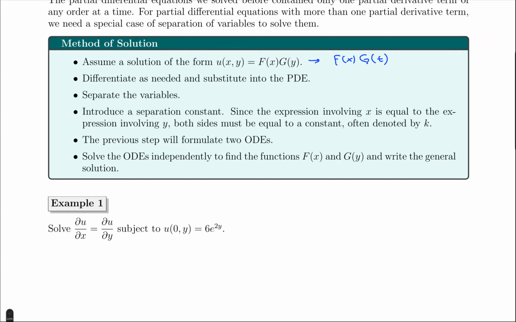All right. Since the expression involving x will be equal to the expression involving y or t, both sides must be equal to that constant we're going to introduce. And the constant we often use is the constant k. So what we did in the previous step, we'll formulate two separate ordinary differential equations, and solve them with all of the methods that you know from the entire semester. Most of the time, separation of variables. I mean, spoiler alert, right?